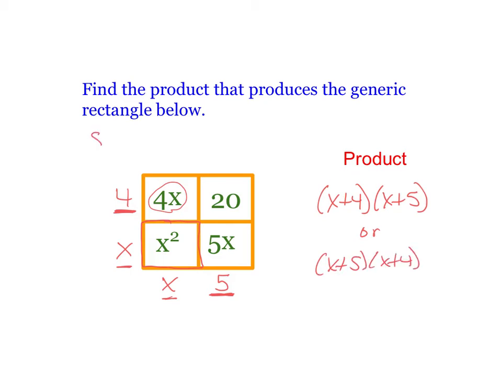And if I asked you to write this as a sum, all you would do is start with x squared, combine the diagonal like terms, which would be 9x, and then add the 20. So you should be comfortable writing these generic rectangles as a product or a sum.